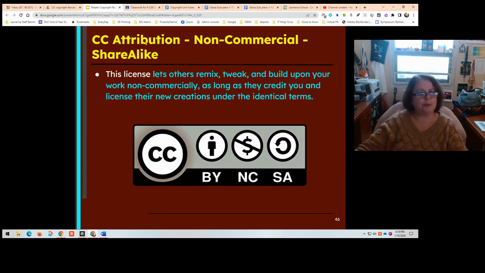The next type is the attribution non-commercial share alike. And again, notice they're getting a little more restrictive. This one lets you use somebody else's work. You could change it, you could tweak it, you could share it, but you can't make money off of it. You have to attribute the original creator, and you have to put the same Creative Commons attribution non-commercial share alike license on your new work. So you couldn't put a regular copyright or even a different Creative Commons license on it. It has to be the same license protection that the original has.